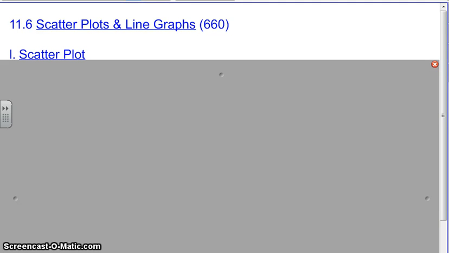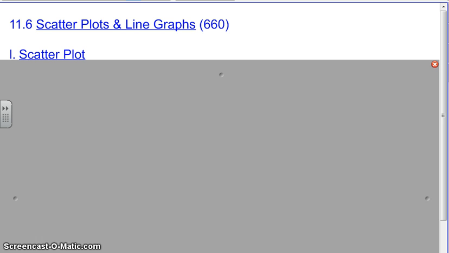Okay, so our final section on data displays, this chapter 11, is about scatter plots and line graphs. So we will pull this into two parts. This first part is very straightforward and not tough, okay? A scatter plot. Does anyone have any idea what that means?